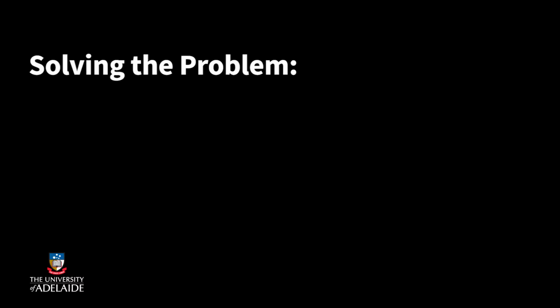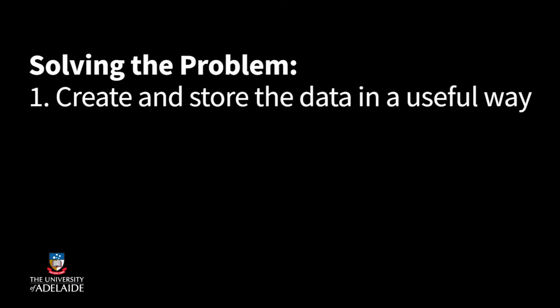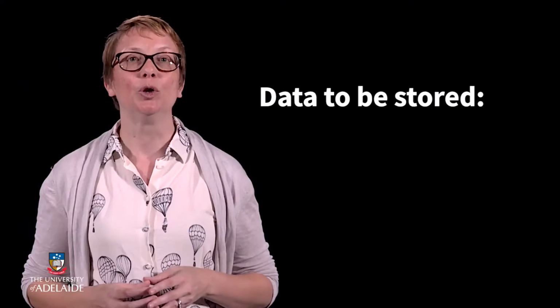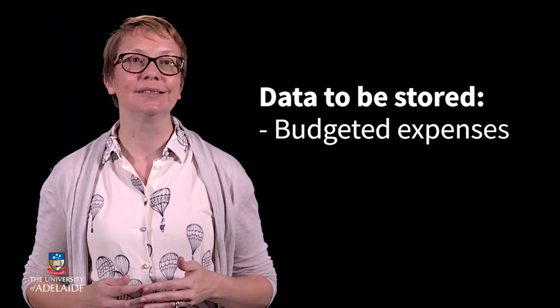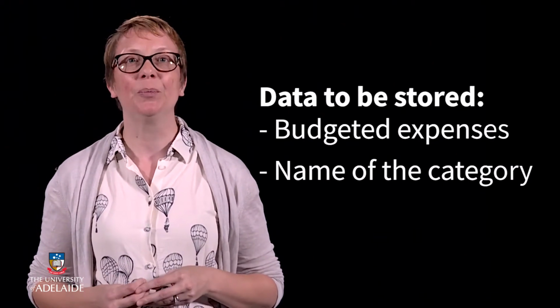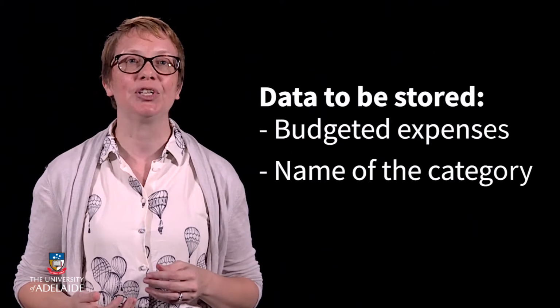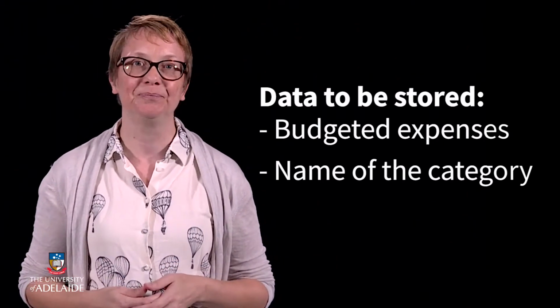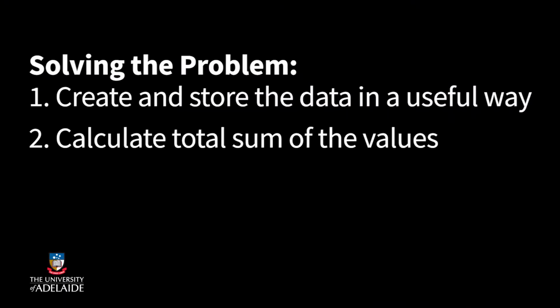The first stage of solving this problem is to create and store the data in a useful way. The way we store data will have a significant impact on how easy it is to manipulate and visualize. We will be storing data for the budgeted expenses, as well as the name of the category the expenses relate to. By storing both, we can visually represent the value in the chart, as well as label it using the name. After you have stored the data, you will have to calculate the total sum of the values. This will be done as a function, as calculating the sum is a separate part of the program, and having it separated will ensure our program flows well.